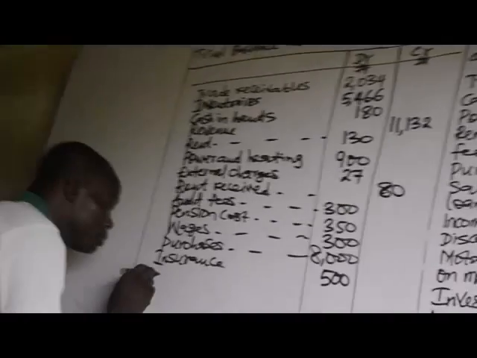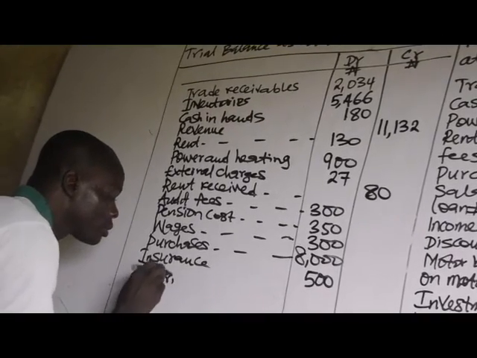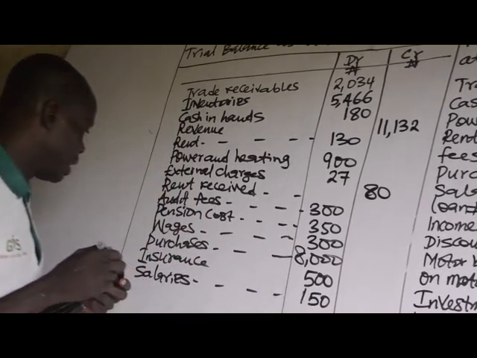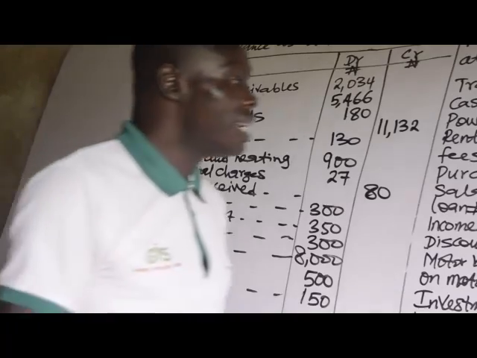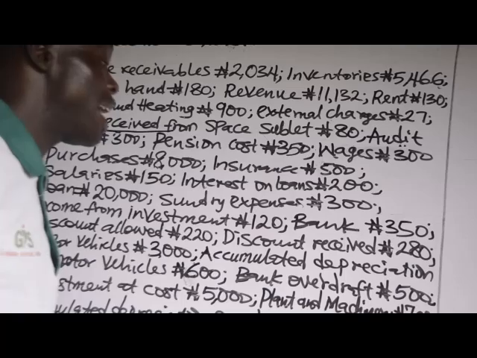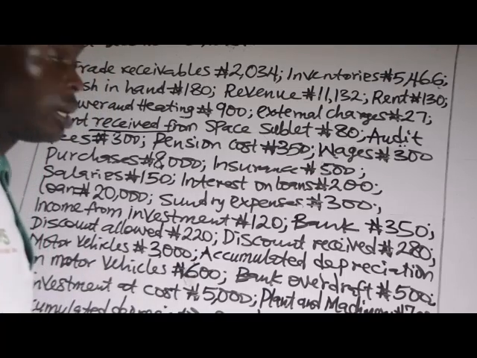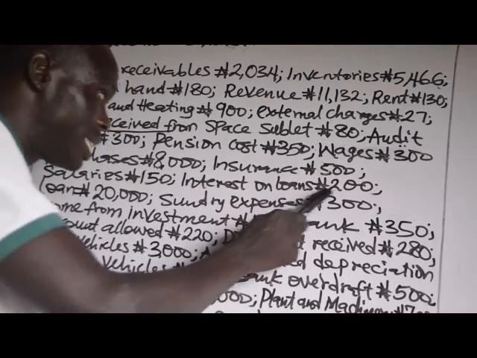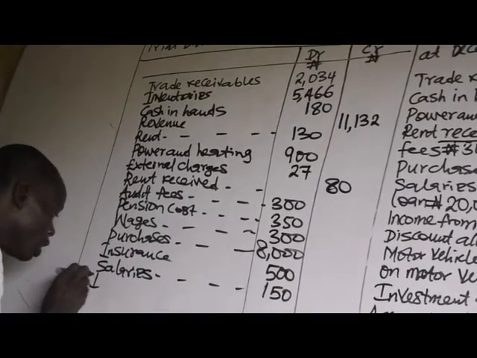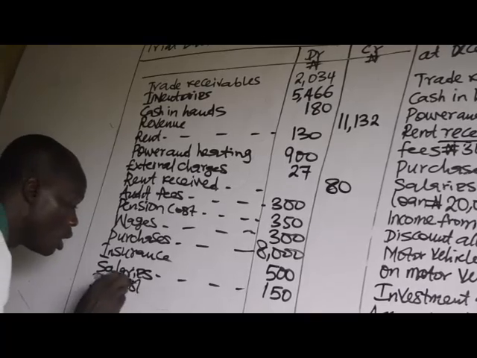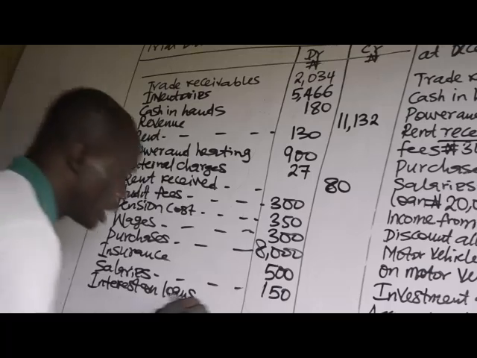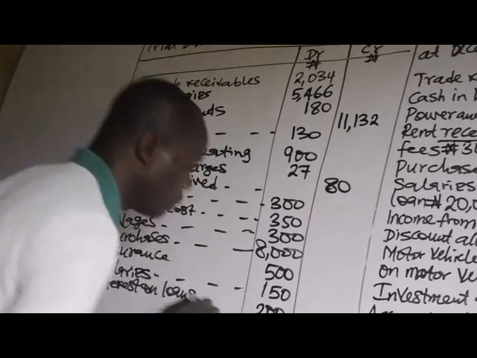Salaries of 150. Salaries, and that amounted to 150. Should be debited. After salaries, the next item is interest on loans of 200 naira. Interest on loans is an expense of the business. Therefore, it should be debited. Interest on loans of 200 naira. An expense, it should be debited.